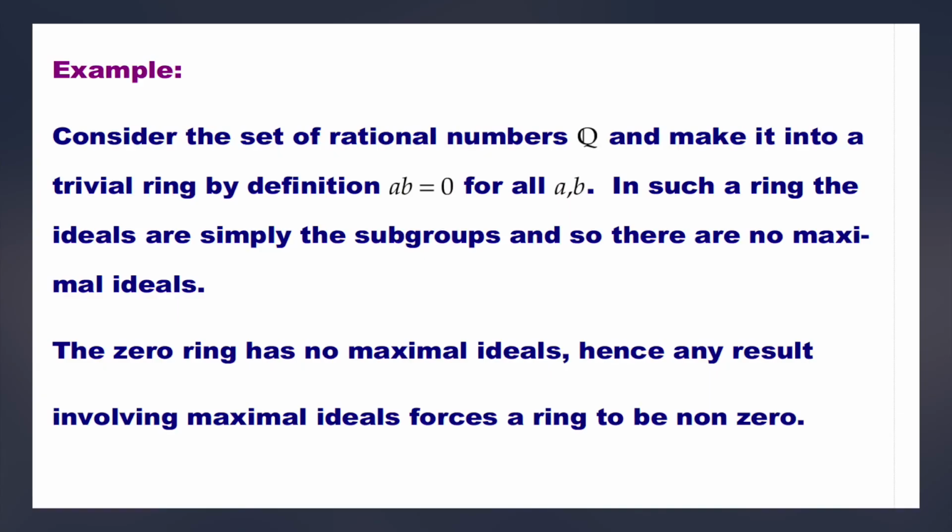A general ring need not have maximal ideals. For example, consider the set of rational numbers Q and make it into a trivial ring by defining ab equals 0 for all a, b. In such a ring, the ideals are simply the subgroups, and so there are no maximal ideals. The zero ring has no maximal ideals. Hence, any result involving maximal ideals forces a ring to be non-zero.